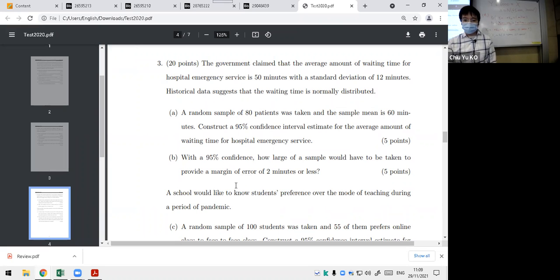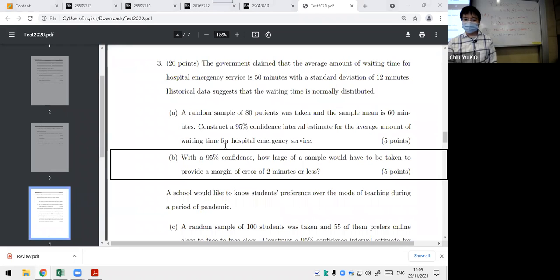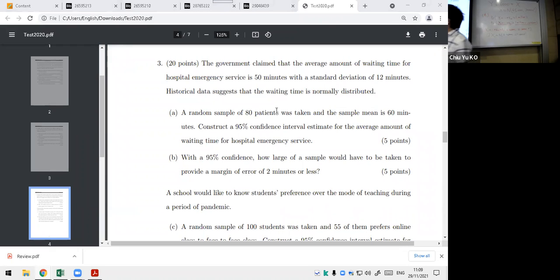So you get 10 points already, right? So basically it's almost free points, right? Just need to get the formula right, and that's it. Right? This ME is 2, in case you missed my statement. And that's it. Not that hard. Is that okay?